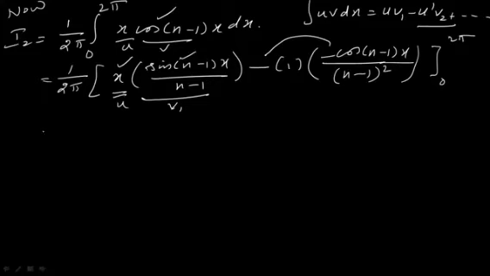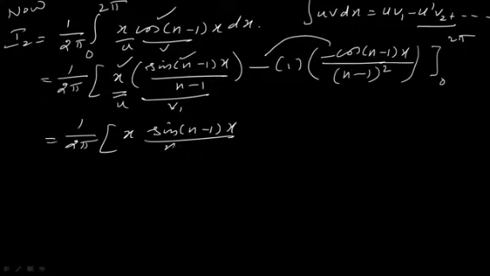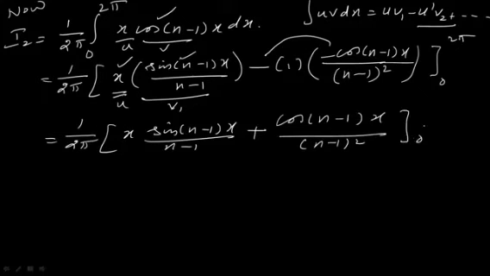So minus minus here becomes positive. So 1 by 2π [x sin (n−1)x divided by (n−1), minus, and minus becomes positive, cos (n−1)x divided by (n−1) whole square], now the limit from 0 to 2π. Now let me substitute the limits.